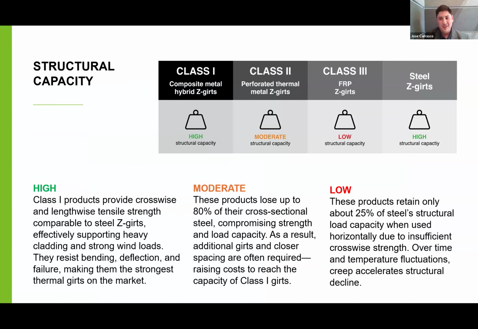Whereas moving on to a class 2 system, if you remember from that first slide that we had with the 4 types of Z-girts on the market, those class 2 systems have a large amount of steel that's removed in that cross section. Sometimes almost 80% of that steel is being removed in the cross section, and we know that's going to affect the structural capacity in some way. And then lastly, the class 3 FRP Z-girts typically don't have both the crosswise and lengthwise tensile strength. So we know that they can really only retain about 25% of the structural capacity of a traditional steel system.